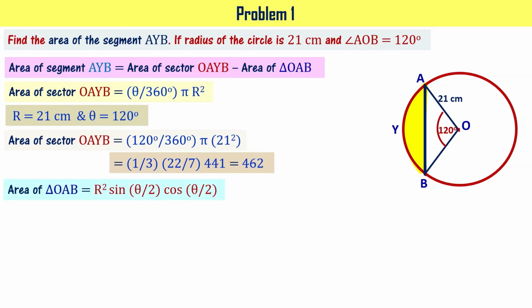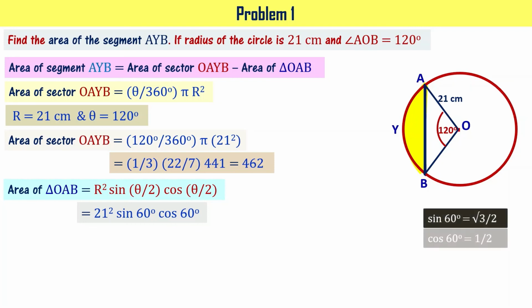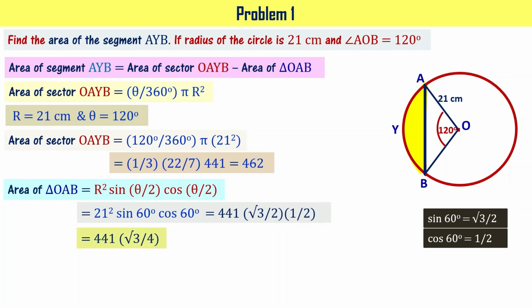And area of triangle OAB can be written as r square sin theta by 2 and cos theta by 2, right? This formula we have derived just now. Let's substitute the r value and theta value into this such that it can be written as 21 square times sin 60 degrees times cos 60 degrees. From the trigonometric ratios tables, we know that sin 60 degrees equal to root 3 by 2 and cos 60 degrees equal to half. Let's substitute them and simplify it such that you get area of triangle OAB as 190.953 centimeter square.